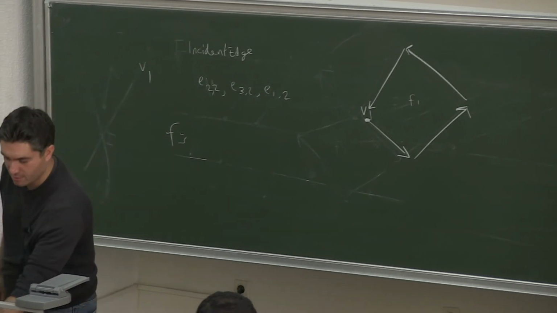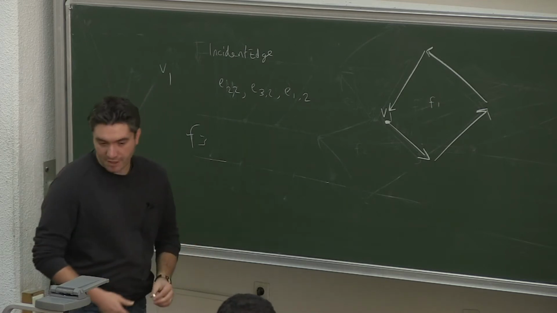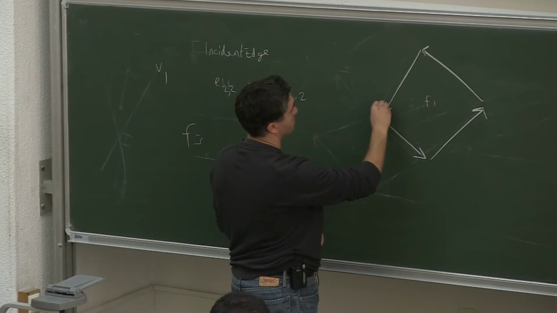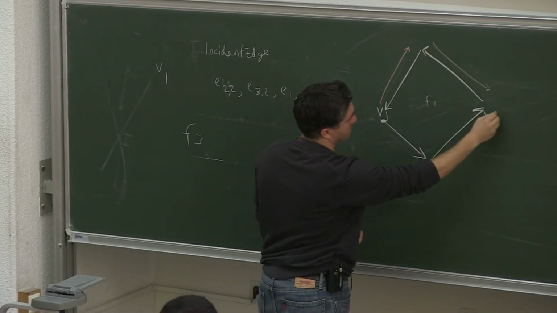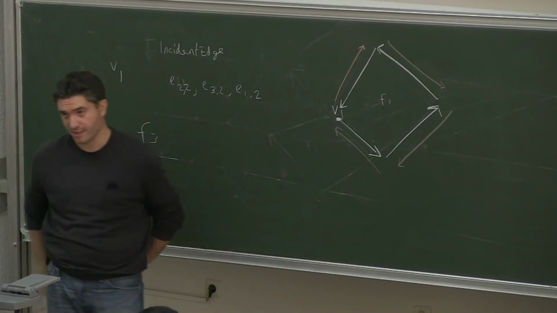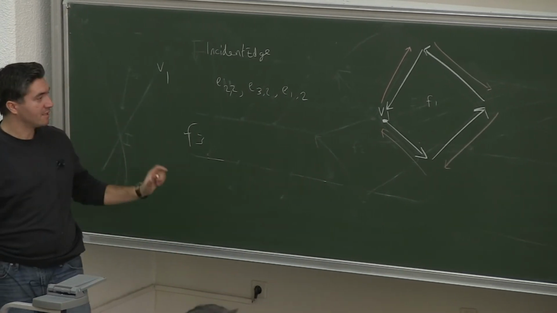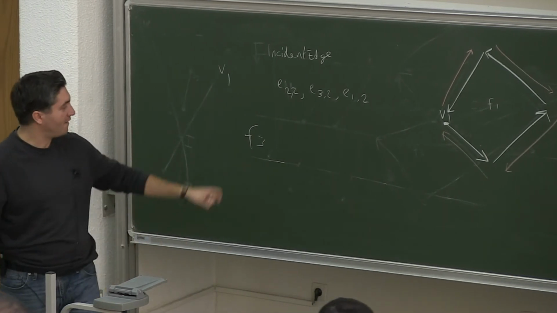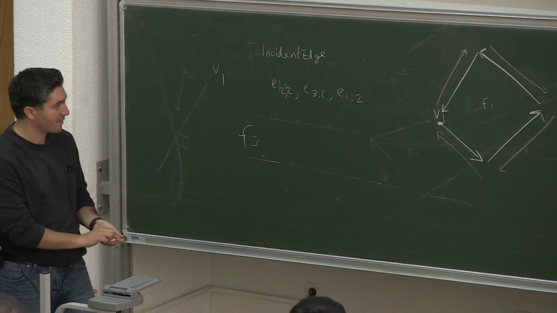And the twin records of these edges, these are the twins of these edges, are going to be bounding this face F3, which is the unbounded face at the end, which doesn't have any outer boundary.